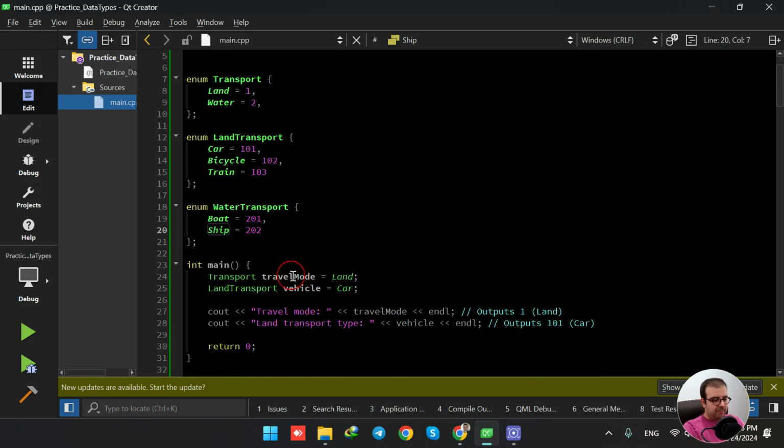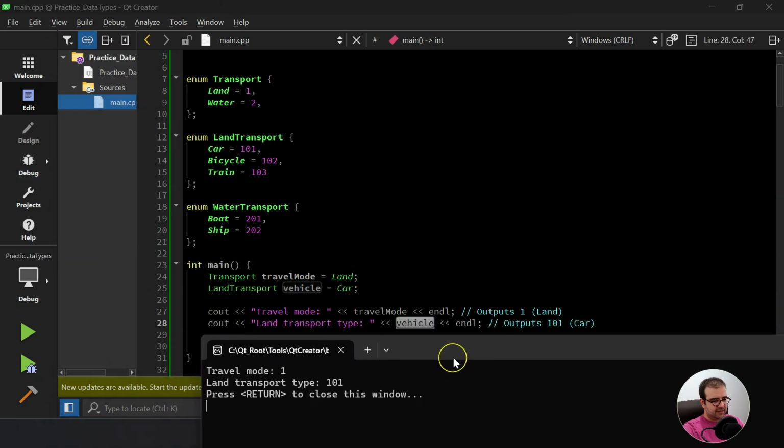And then I'm declaring two new variables. The first one is called travel mode, and it's of transport type, so it is from the first enum. I'm assigning land to this variable. Then I'm having another variable called vehicle of land transport type, and it is assigned the car. Then I'm simply printing out these two variables: I'm printing out the travel mode, and then I'm just printing out vehicle. So let me run and see.